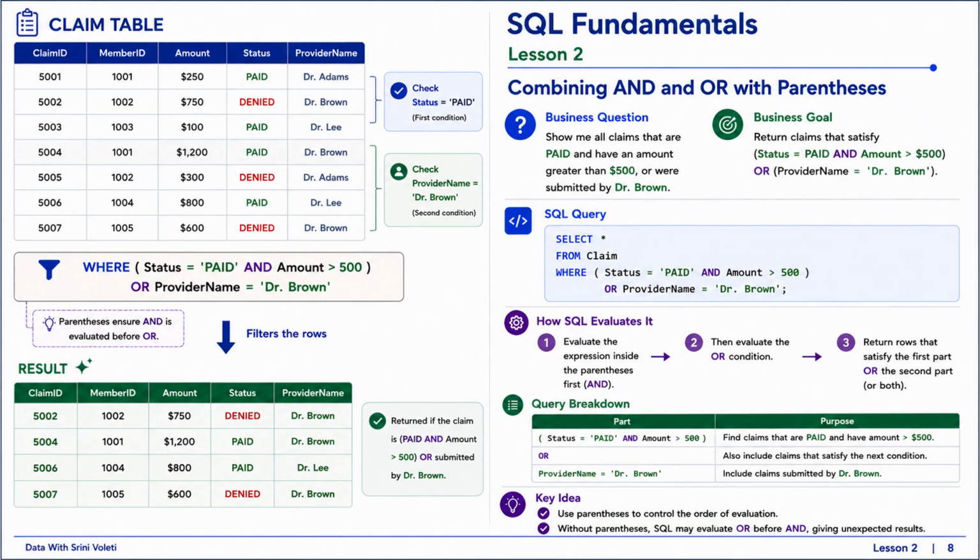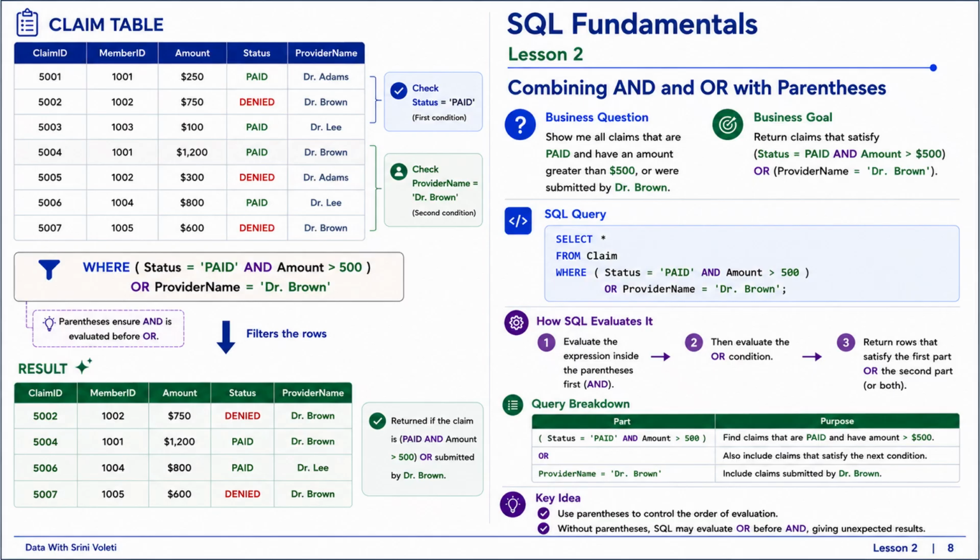Now look at the SQL statement. Select star from claim where, parentheses begin, status is equal to paid, and amount is greater than 500, parentheses close, OR provider name is equal to Dr. Brown. Think of parentheses exactly the way you learned them in mathematics. They tell SQL, evaluate this part first. Without parentheses, SQL follows its own order of operations, also known as operator precedence. That default evaluation order may not match the business logic you are trying to express in this query.